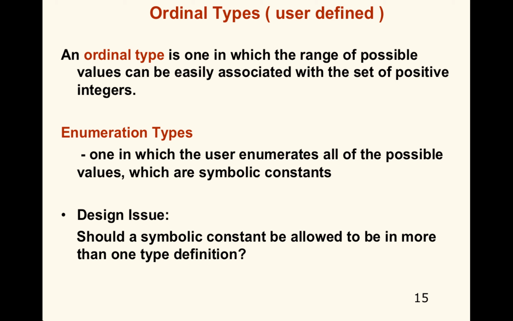Now we have the ordinal types, or the user-defined data types. An ordinal type is one in which the range of possible values can be easily associated with a set of positive integers. The enumeration is the ordinal type that most people are familiar with, one in which the user enumerates all the possible values, which are symbolic constants. Some of you may not have heard about the enumeration. It was supported in C, and then as of Java 5 and above, they added the enumeration to their language as well, and implemented it exactly the same way as in C.